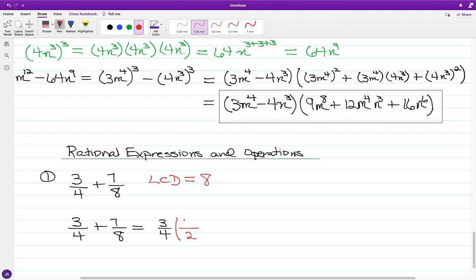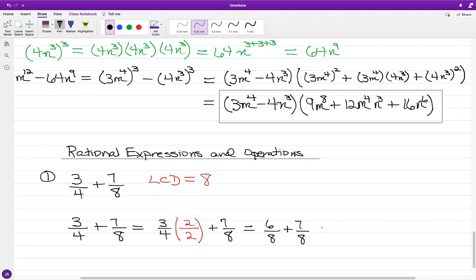I'm going to do the same thing in the numerator. So I'm multiplying by 1 in the form of 2 halves. And since 7/8 already has the least common denominator, this will stay as it is. So for 3/4, we got 3 times 2 is 6, 4 times 2 is 8. So 3/4 is 6/8, and we have plus 7/8.